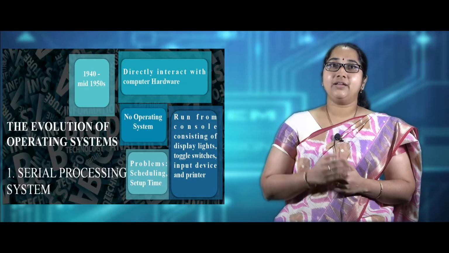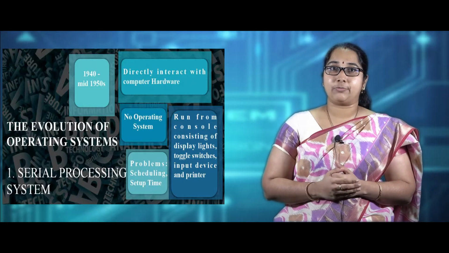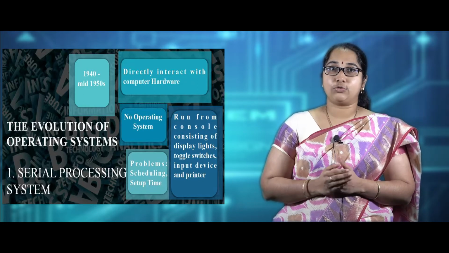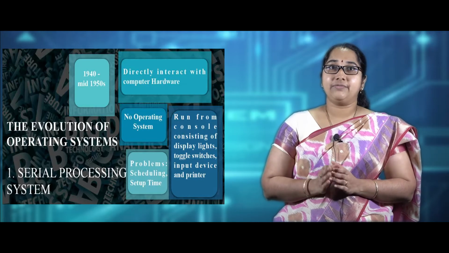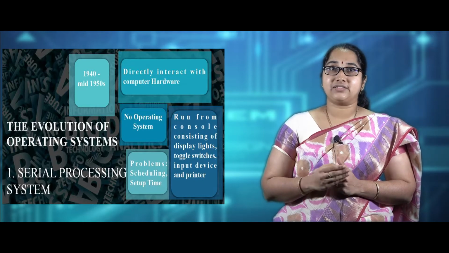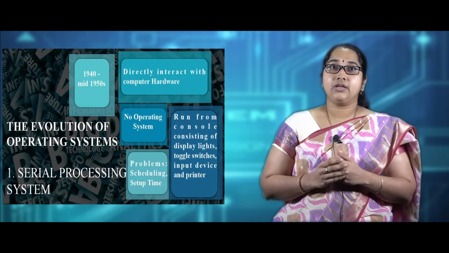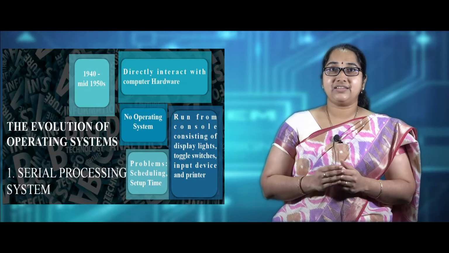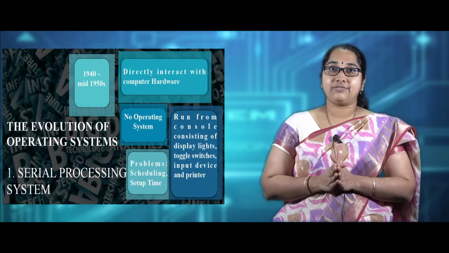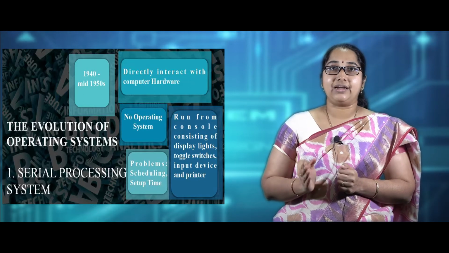Now that we have seen various services provided by the operating system as well as various roles performed by the operating system, we will see how the operating system has evolved and what the various types of operating system are. The first type of operating system is the serial processing system. It was invented in the 1940s to mid 1950s.